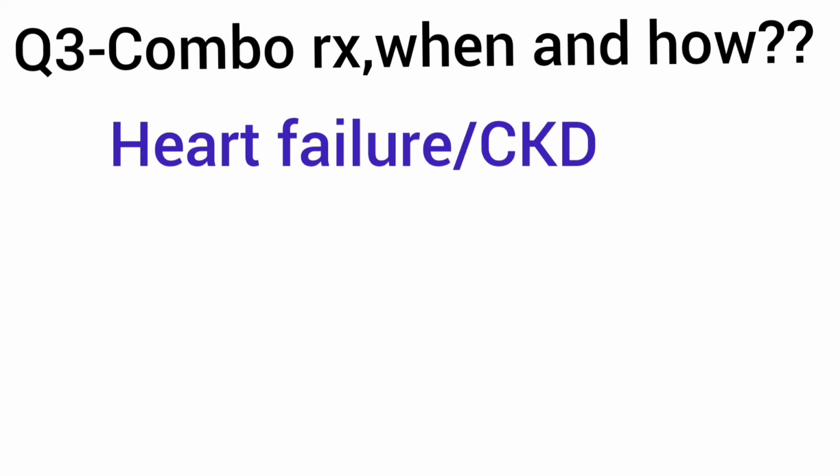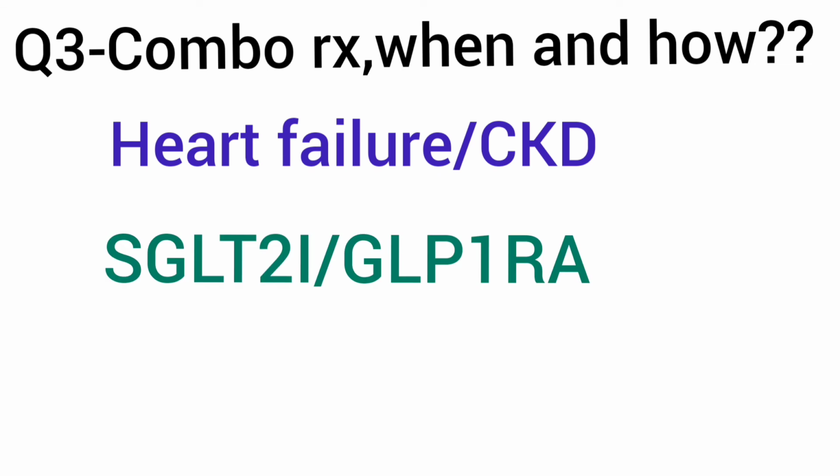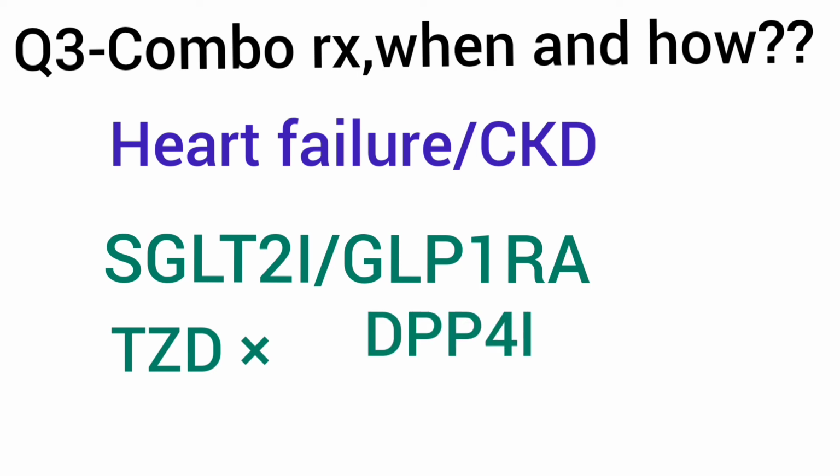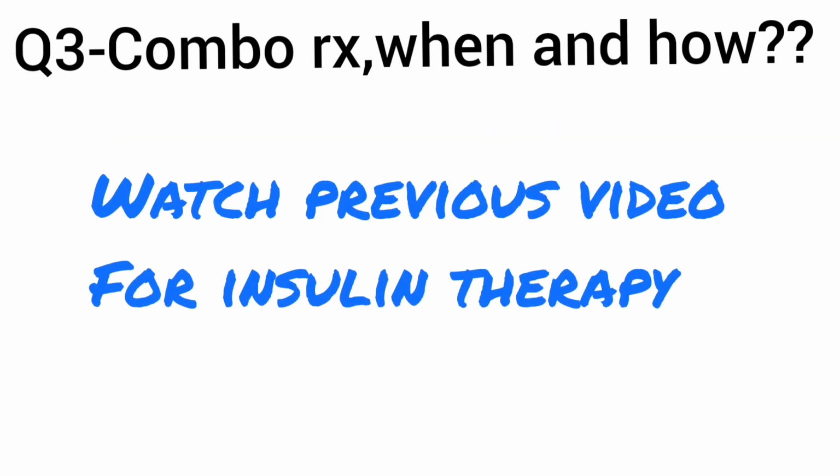If the patient has heart failure or CKD as a predominant feature, then SGLT2 inhibitors are preferred. If eGFR is not adequate, then GLP-1 receptor agonists are preferred. In such patients, thiazolidinediones should be avoided. If the patient cannot afford a GLP-1 receptor agonist, DPP4 inhibitors can be given, and further additions will be basal insulin or sulfonylureas. We have seen in the last video when to initiate the insulin.